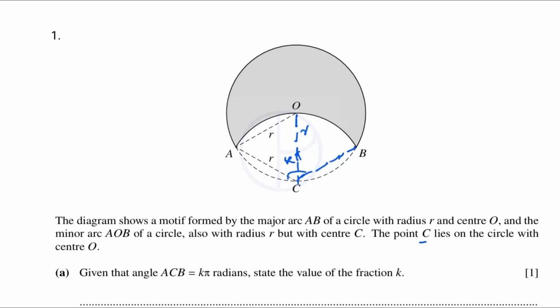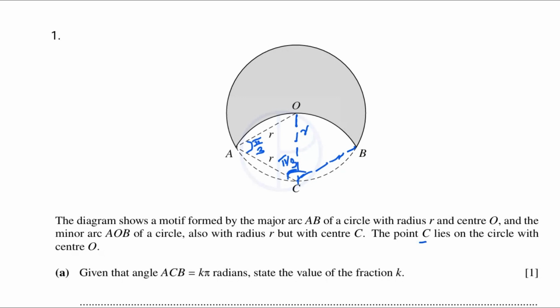In triangle AOC, all the three sides are equal: OA is equal to AC, which is equal to OC. So it is an equilateral triangle, and all the three angles are equal, which is pi over 3. So here angle ACO is pi over 3.